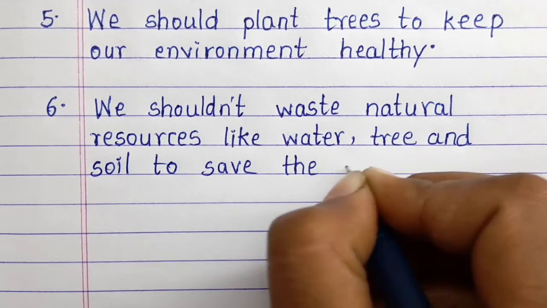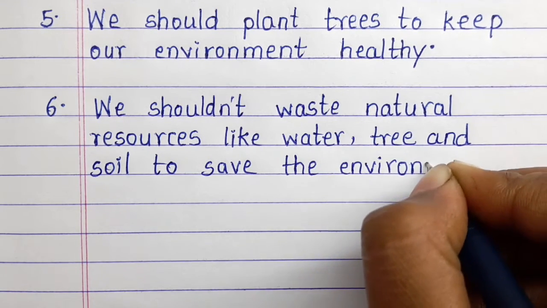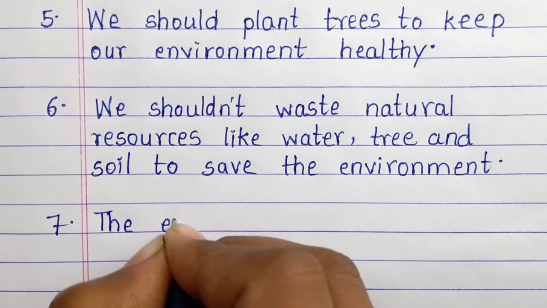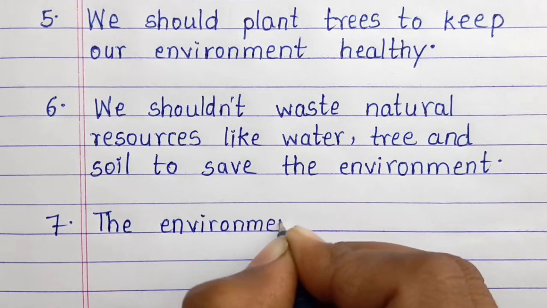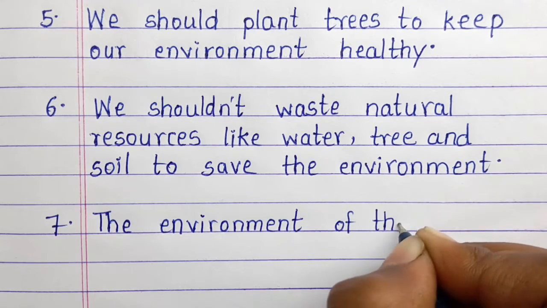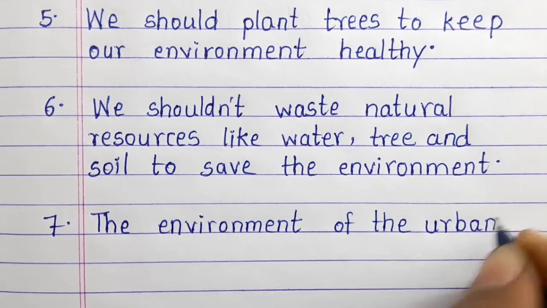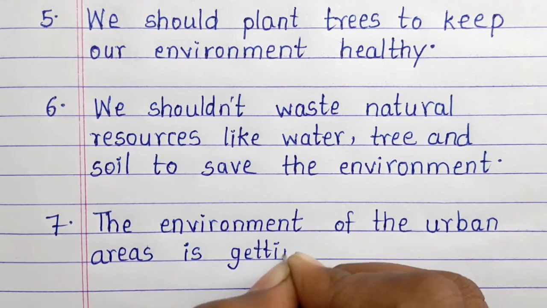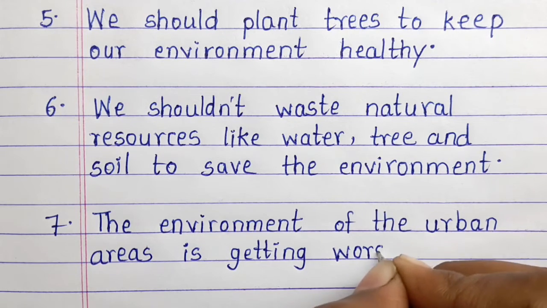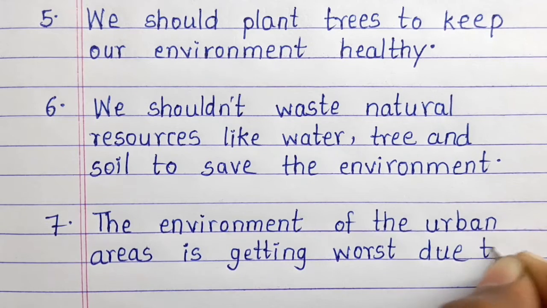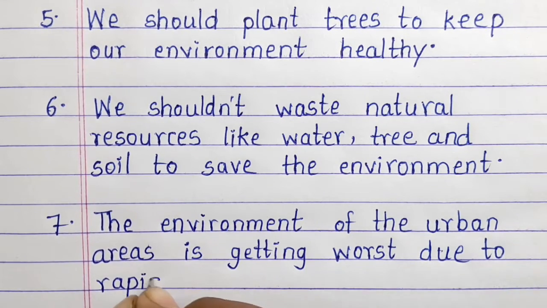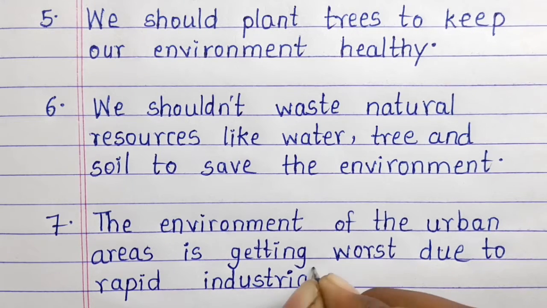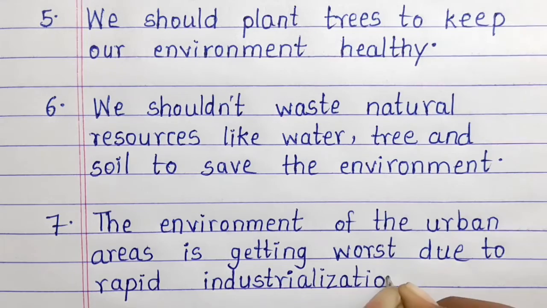Sixth line, we should not waste natural resources like water, tree, and soil to save the environment. Seventh line, the environment of the urban areas is getting worse due to rapid industrialization.